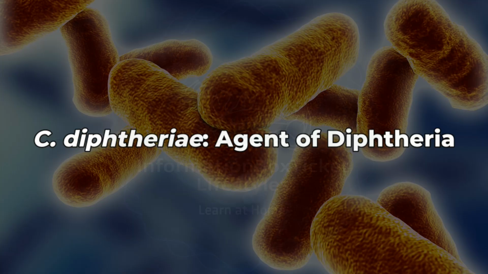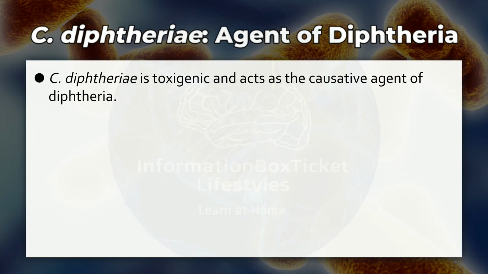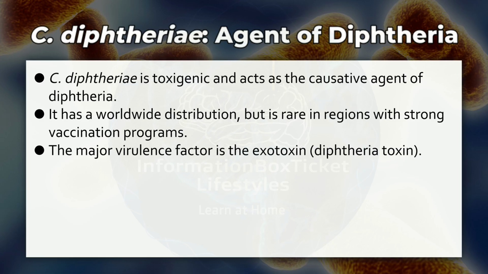Corynebacterium diphtheriae, agent of diphtheria. Corynebacterium diphtheriae is toxigenic and acts as the causative agent of diphtheria. It has a worldwide distribution, but is rare in regions with strong vaccination programs. The major virulence factor is the exotoxin, diphtheria toxin.